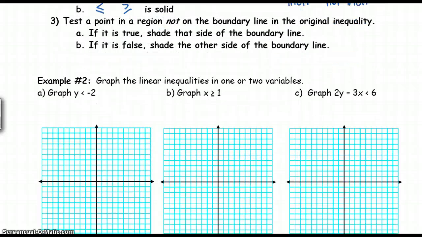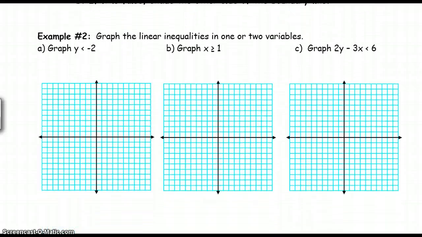So looking at A. Graph the linear inequalities in one or two variables. A says y is less than -2. Students sometimes get stumped here because this is missing an x value, so they're not quite sure what to do. This is a horizontal line. It is going to cross the y-axis at -2.